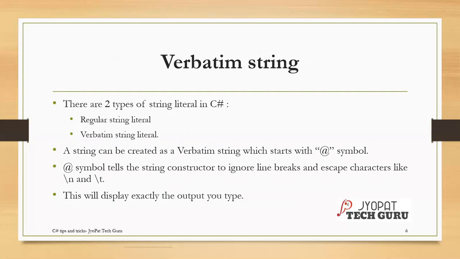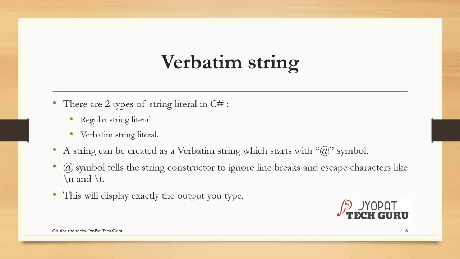Let us go ahead with the second one. This is verbatim string. In C Sharp, we have two types of string literals. The first one, regular string literal, and verbatim string literal. So what exactly is a verbatim string literal? Whenever you add the @ symbol before the string, we call this a verbatim string. What about the regular string? Regular string is the one in which you store a normal string with double quotes. Any word you can store with double quotes.